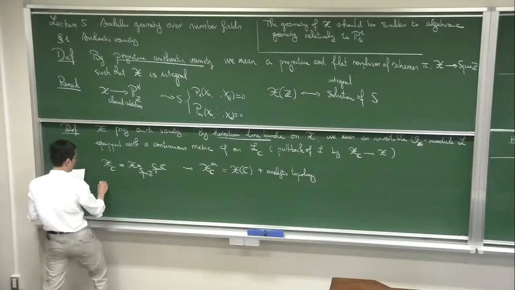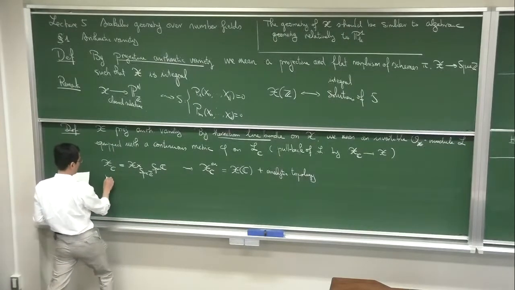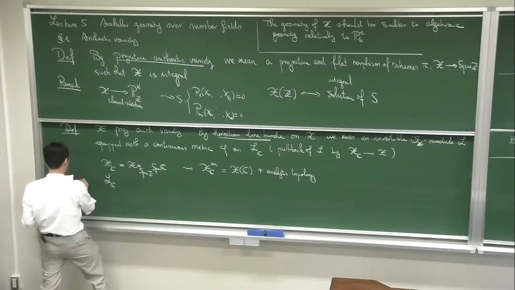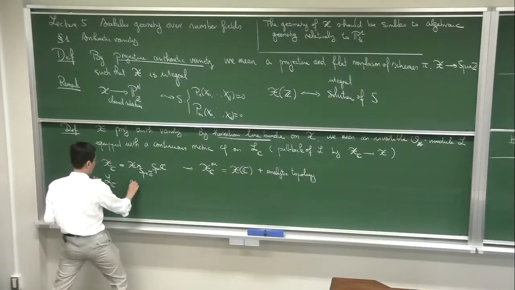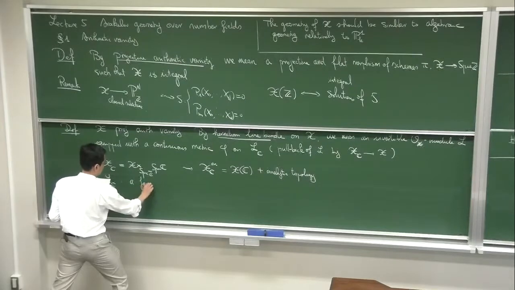Now, you have some L_C. Phi on L_C is just a family of norms.